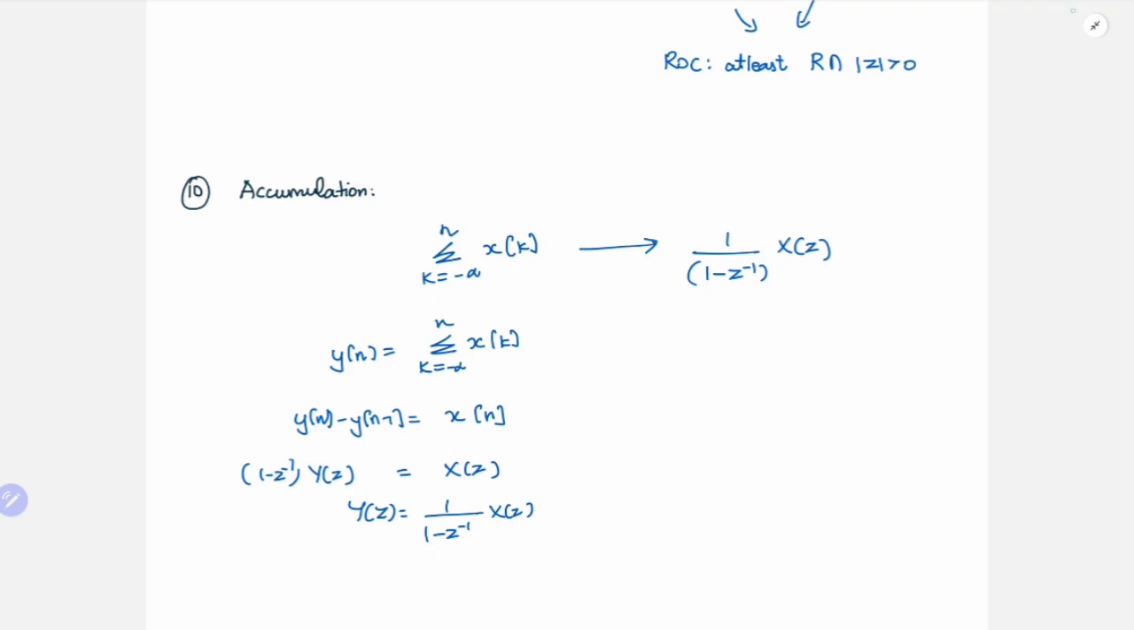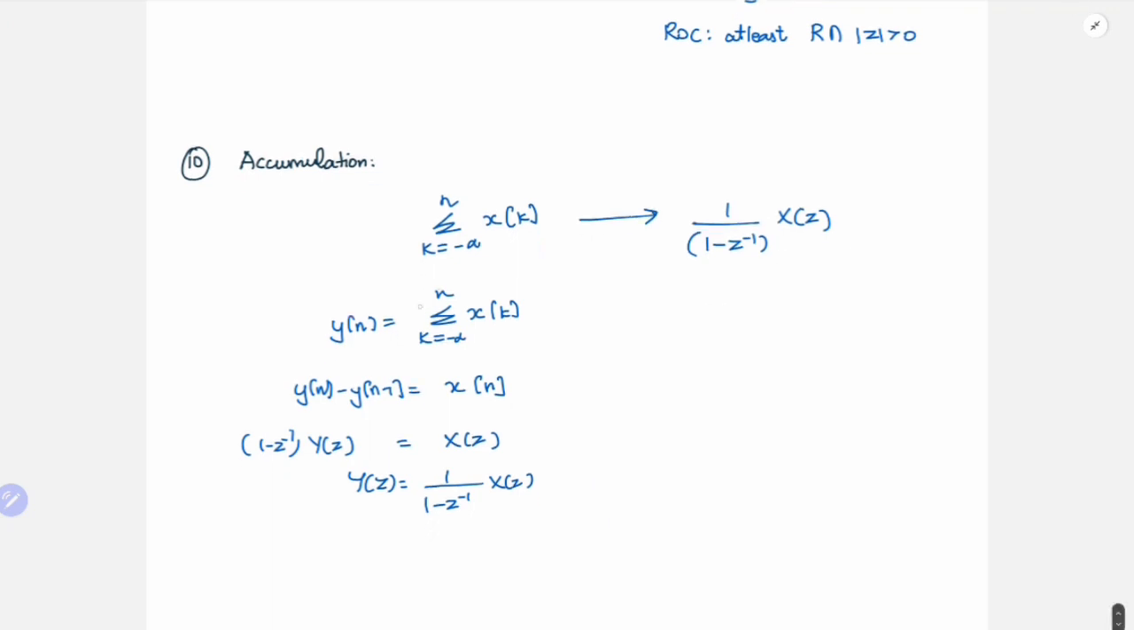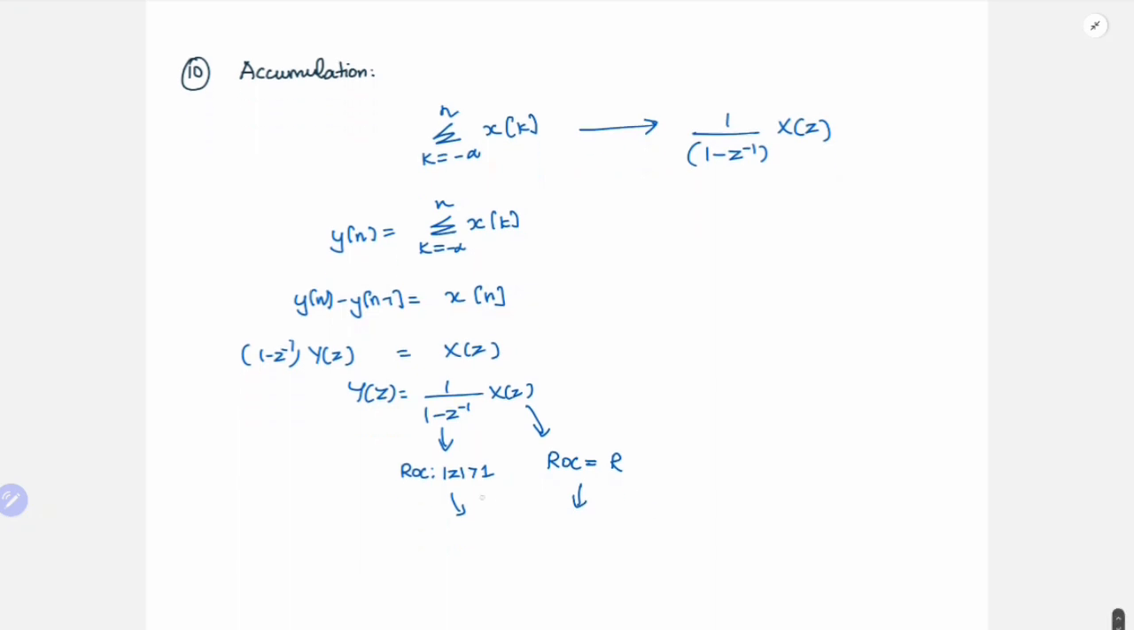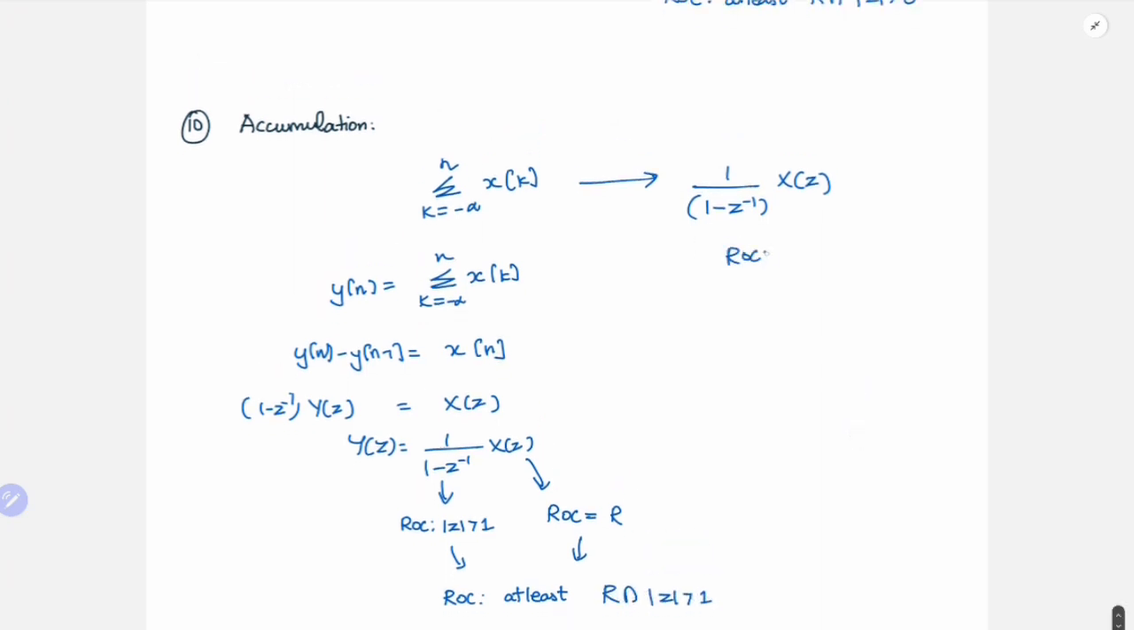And what is your ROC going to be? If you notice, the summation is a causal signal, right? So this is going to have ROC of mod z greater than 1 because there is a pole at z equal to 1. And similarly, if this has ROC equal to R, then what will be the ROC of them together? At least R intersection mod z greater than 1. So your ROC is at least R intersection mod z greater than 1.